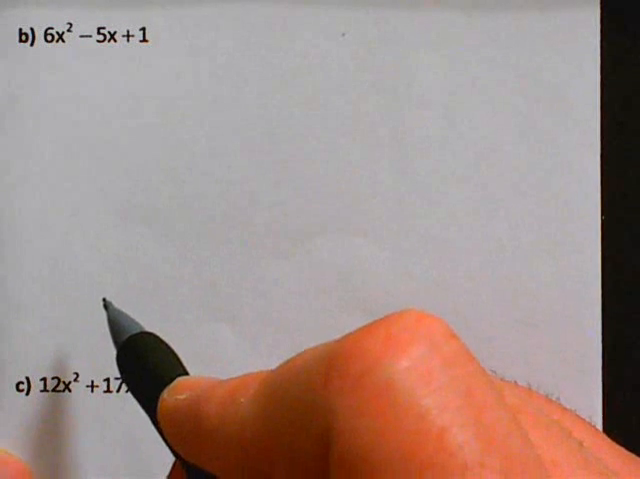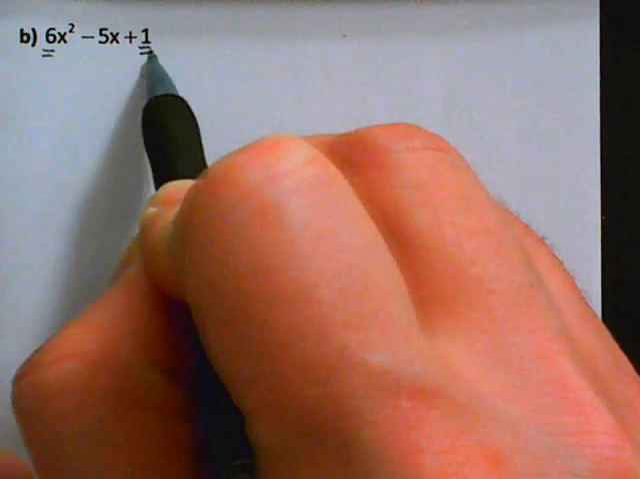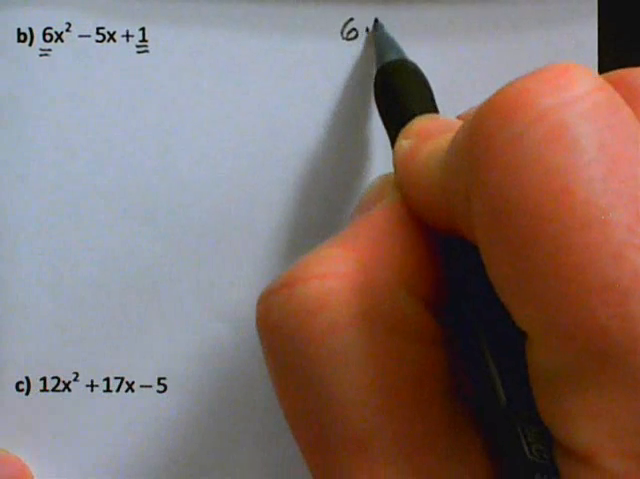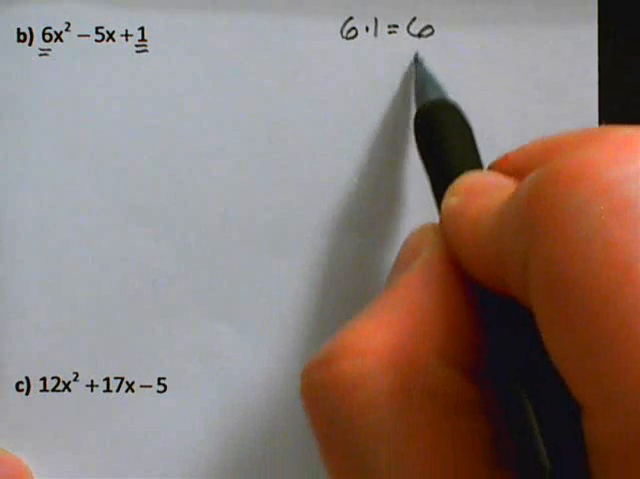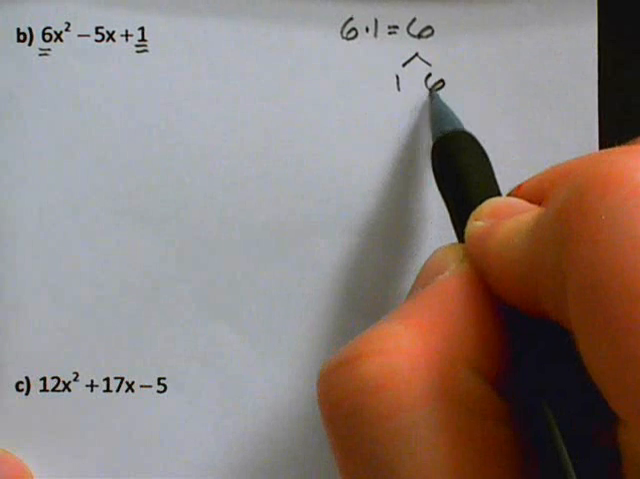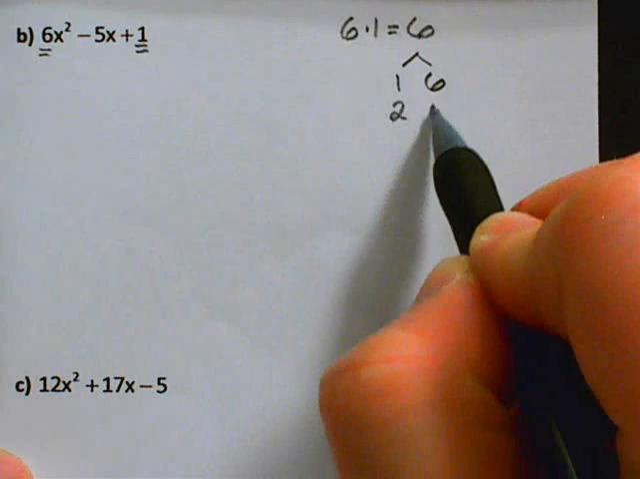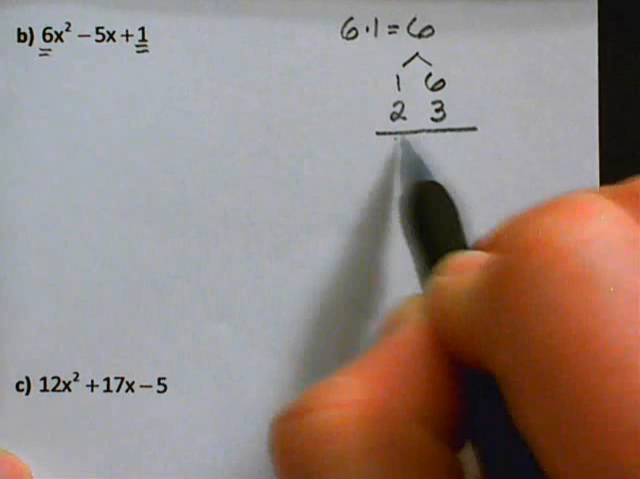Again, I asked myself, can I factor anything from all three terms? And the answer is no. So I'm going to take the first term and multiply by the last term. So 6 times 1 equals 6. And then I'm going to split number 6 into 1 and 6. After 1 comes 2, 2 and 3. And after 2 comes 3, but 3 is already on the list, so I'm done.